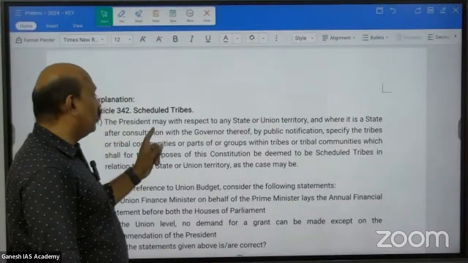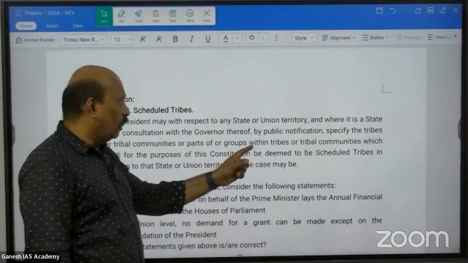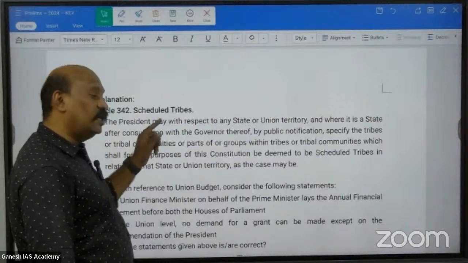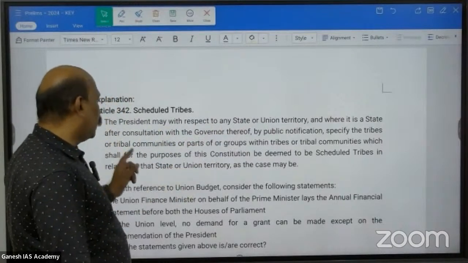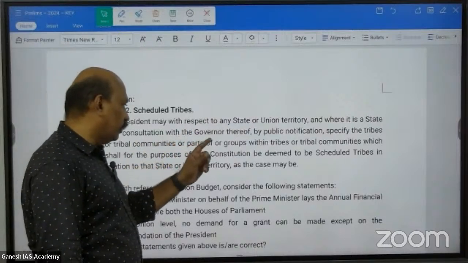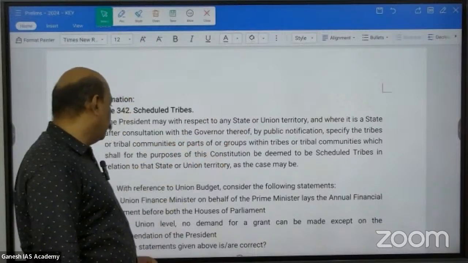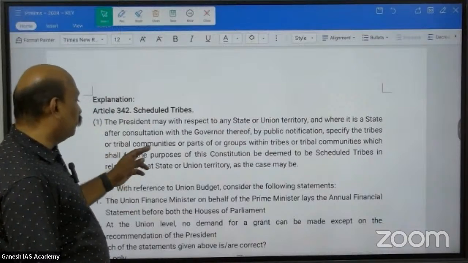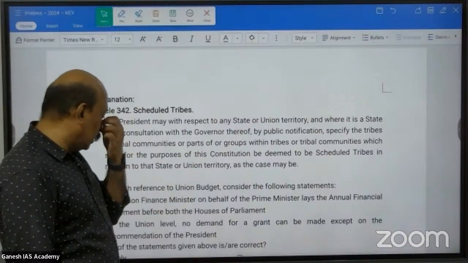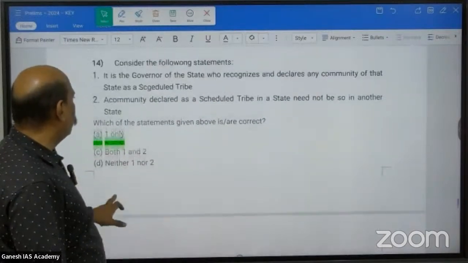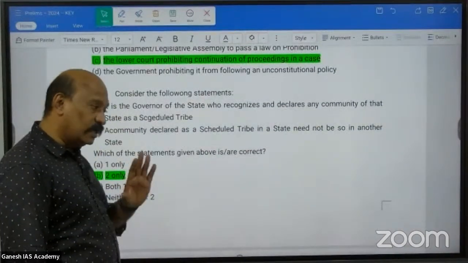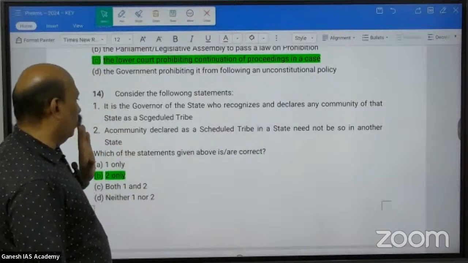The president may, with respect to any state or union territory, and where it is a state, after consultation with the governor thereof, by public notification specify tribes or tribal communities or parts of or groups within the tribes or tribal communities which shall, for the purpose of this constitution, be deemed to be scheduled tribes. So it's not the governor, but it is the power of the president. The governor has only a consultation role, that's all.